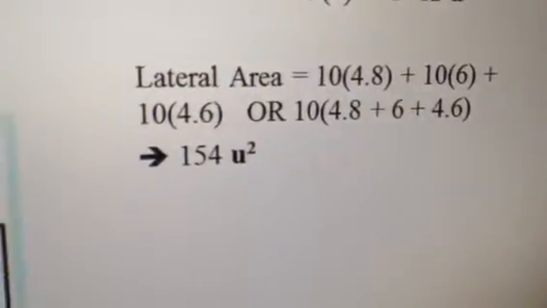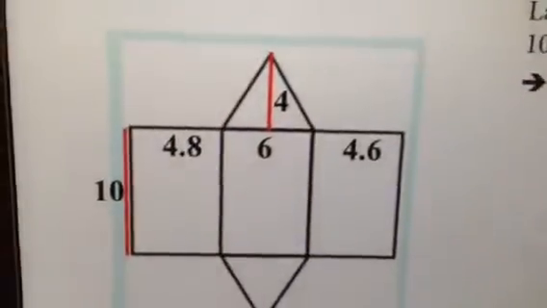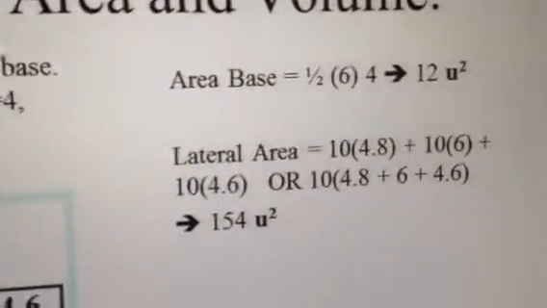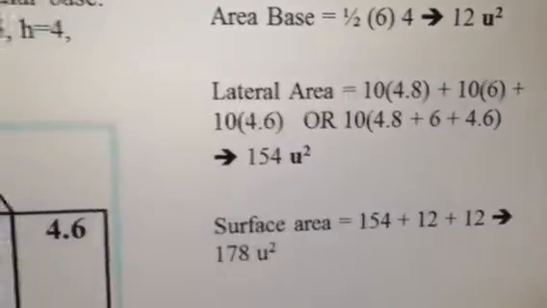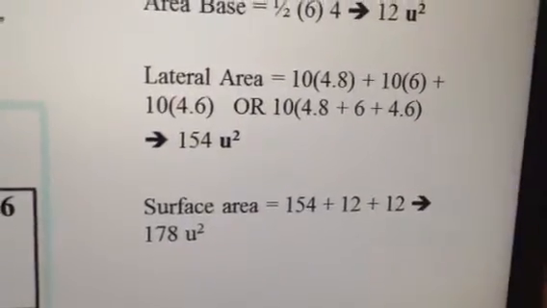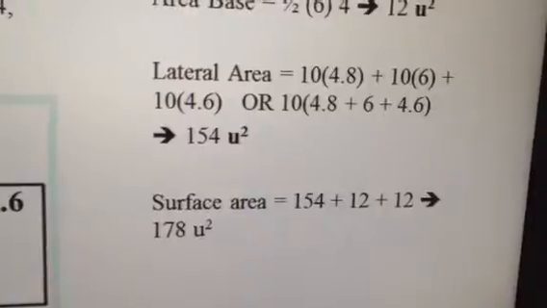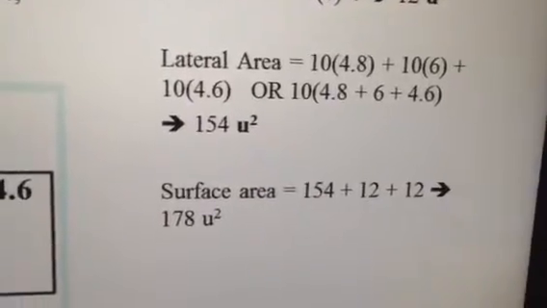That is all of these sides. Lateral means sides. So then I got to add the top and the bottom in. Well, we already know that our base area is 12, so our surface area is simply 154 plus 12 plus 12, or 178. Okay? So that's surface area.